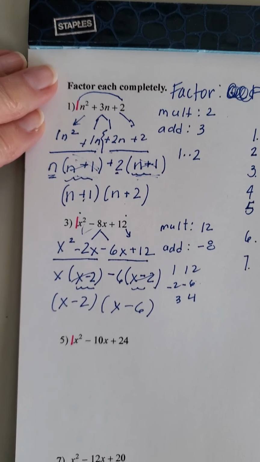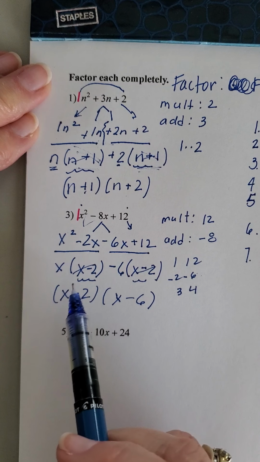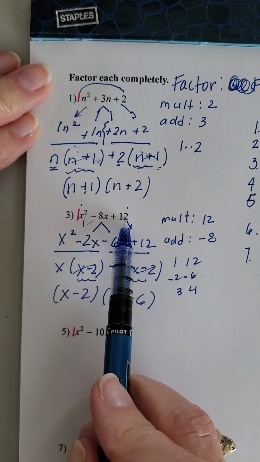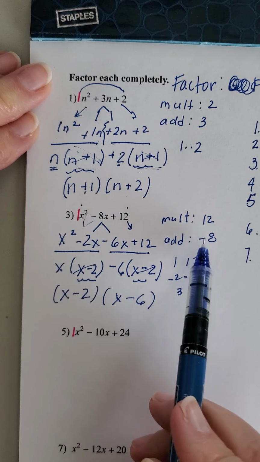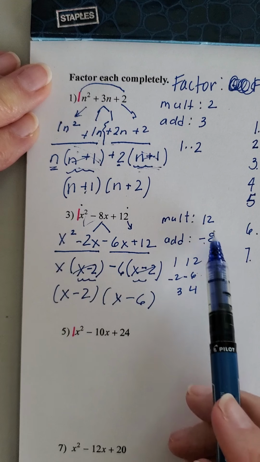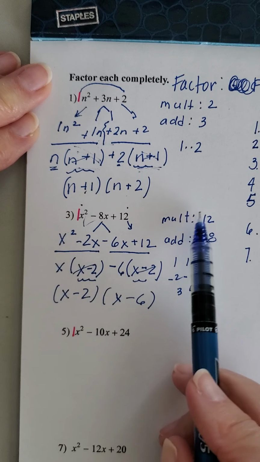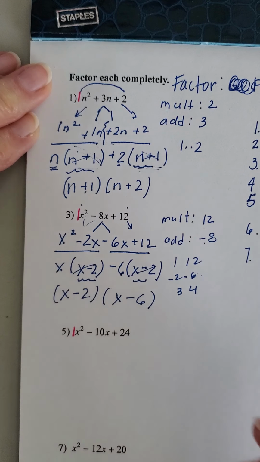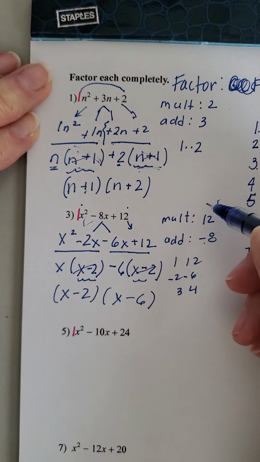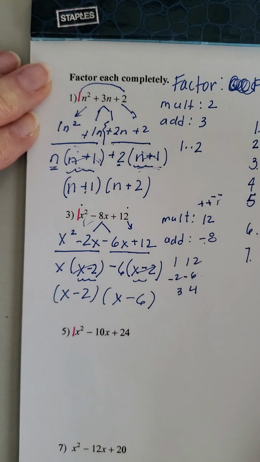Okay, let's take a look at this one. Multiply the first and the last term. They multiply to 12. Take the middle term, negative 8. We're looking for what numbers multiply to positive 12 and add to negative 8. So if it's multiplying to a positive number, we know we're either multiplying two positives or two negatives.